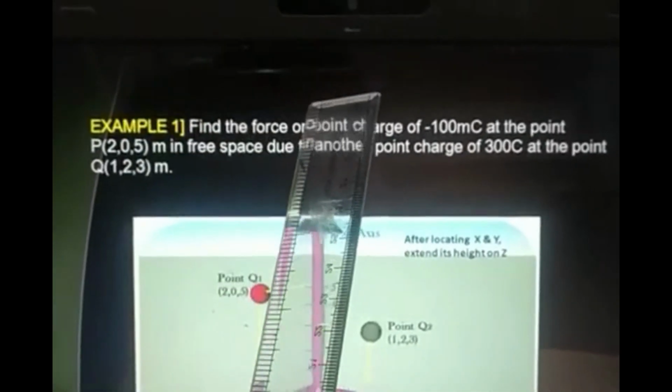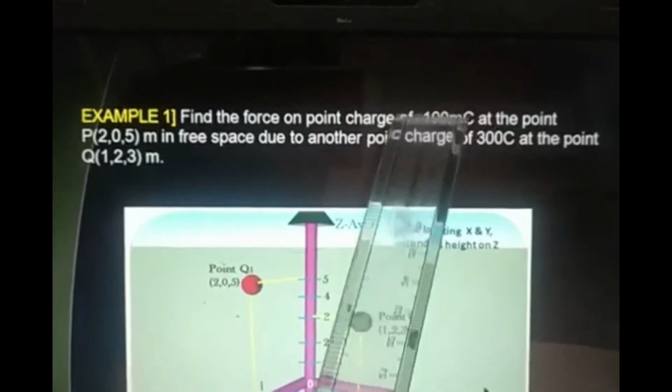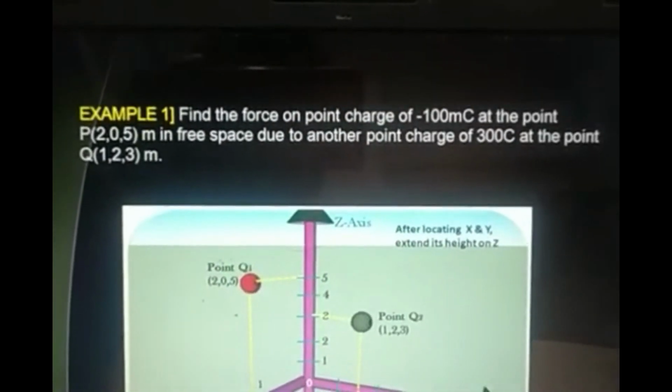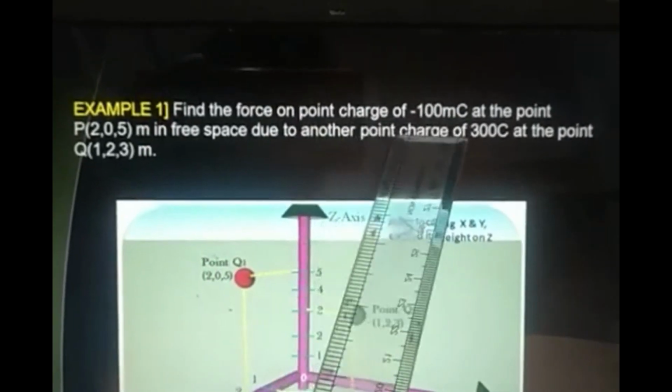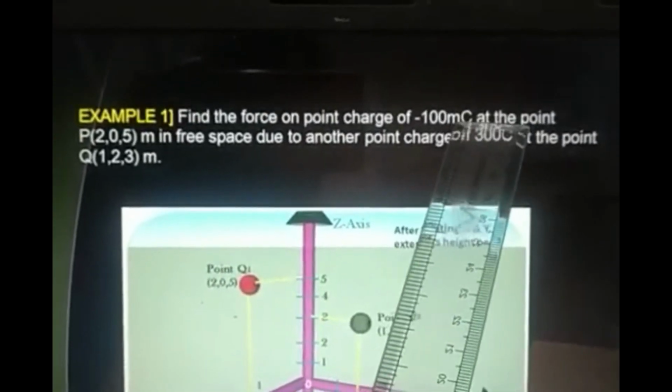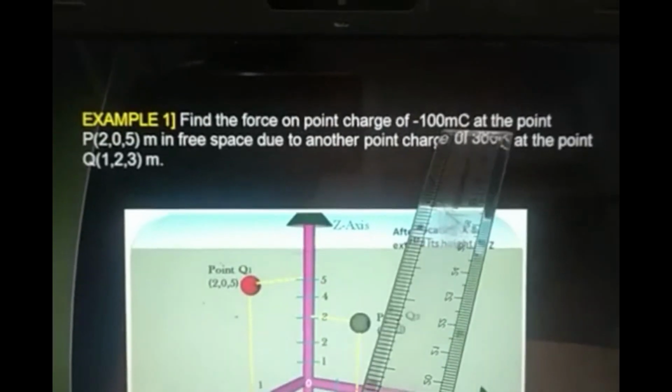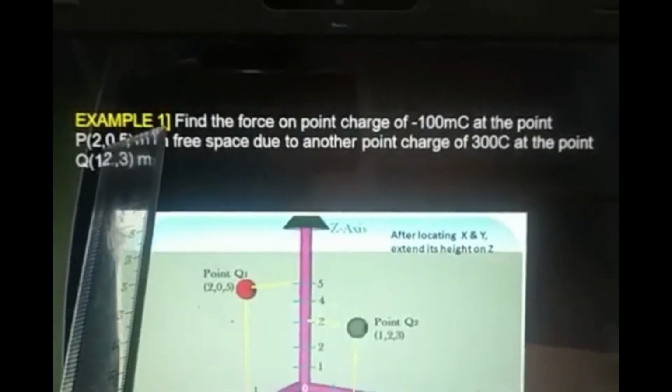Source is the one who is applying the force, and destination is the one who is facing the force. So what is he asking us? He is asking us to find the force on a point charge. On this point we have to find out, and it is located at P.